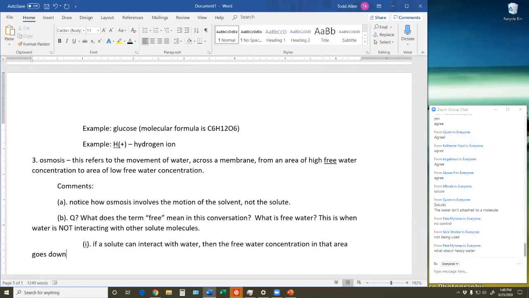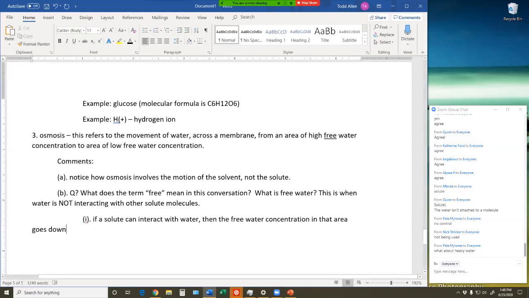Heavy water is due to isotopes. That doesn't have anything to do with the context of what we're talking about now. Heavy water would work the same way as normal regular water. Okay, so let me go back to PowerPoint here.